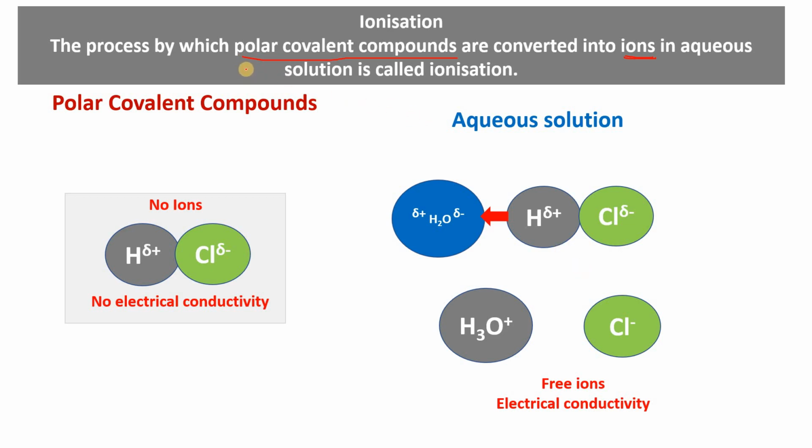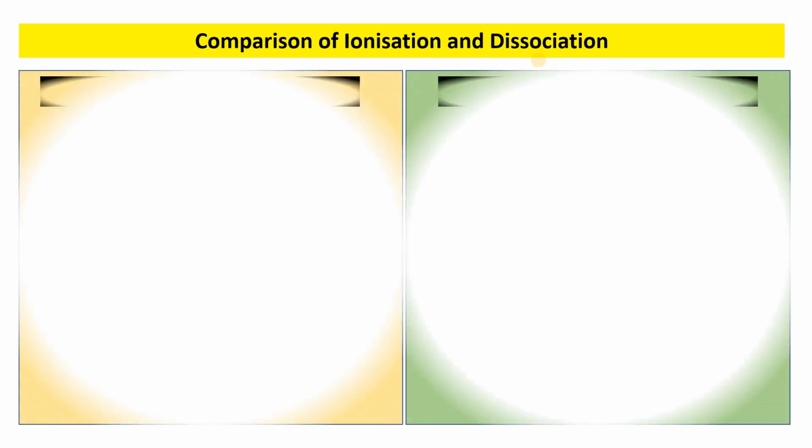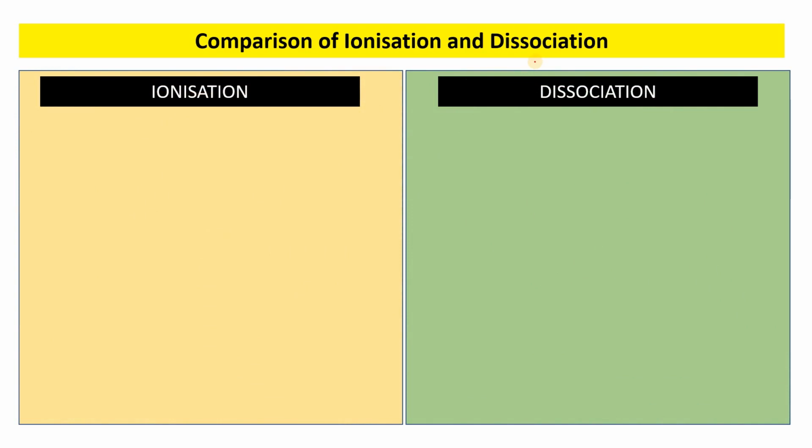So we have to note here that the ionization process takes place in polar covalent compounds. It is the process of producing ions, not the process of separation of ions. It is the process of producing ions from those compounds which do not have ions in the beginning. So with this concept, let us try to differentiate or compare ionization and dissociation in a tabular form. On the left hand side we'll write ionization and on the right hand side we'll put dissociation.